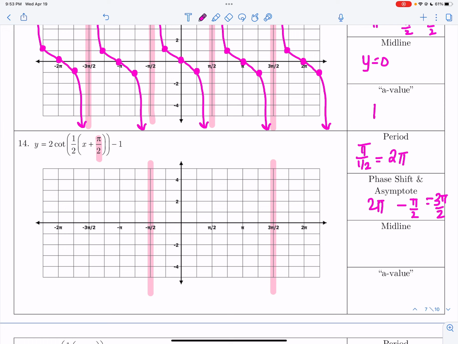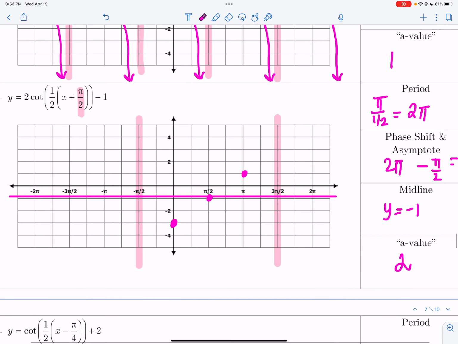Midline's at -1. Then 1, 2, 3, 4. I have an a value of 2. 1, 2. 1, 2. And remember how I got these points right here is because I'm taking the midpoint of the section between my midpoint and my asymptote. This one, since they aren't close to each other, I think my graph is not going to look pretty. Yeah, not pretty at all.